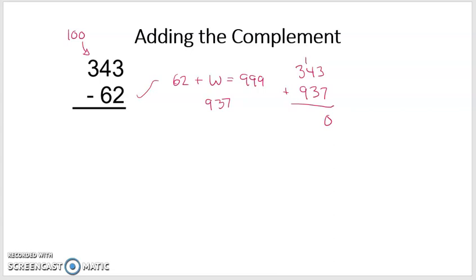Add the 1. So we're adding. Students are more comfortable with adding 1 and 4 and 5. That gives me 8. 3 and 9 is 12, so 1280. All right, so when I add the complement of 62 to 343, I get 1280.